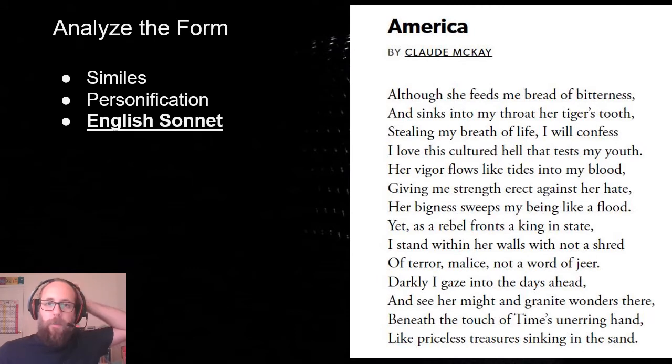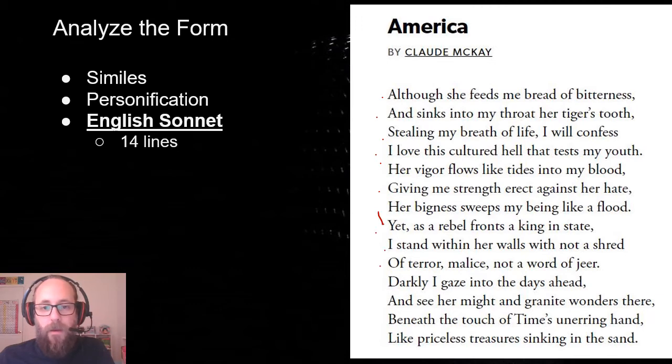Okay, now we're going to talk about the English sonnet. First of all, it is 14 lines. Okay? And I want you to go ahead and write this down. You're going to have to fit a couple things in this box, so it's 14 lines. So let's count and make sure. All right, 1, 2, 3, 4, 5, 6, 7. Whoops, 8, 9, 10, 11, 12, 13, 14. Okay, so it is 14.